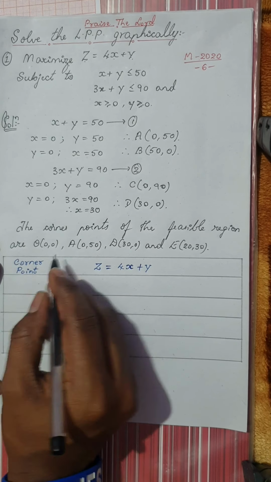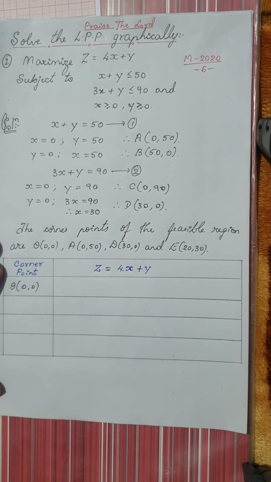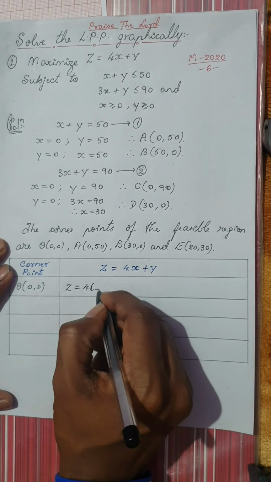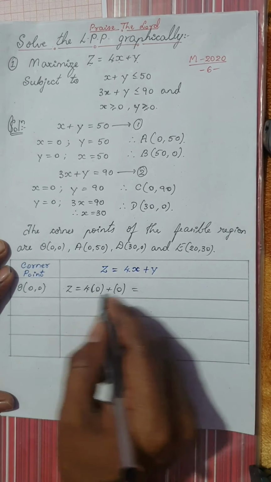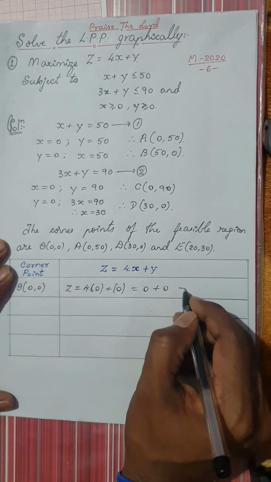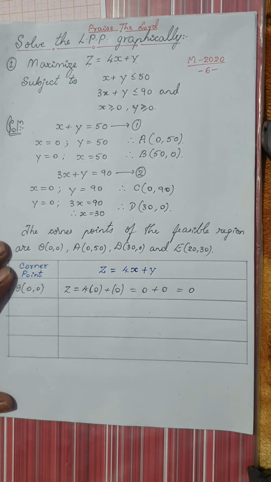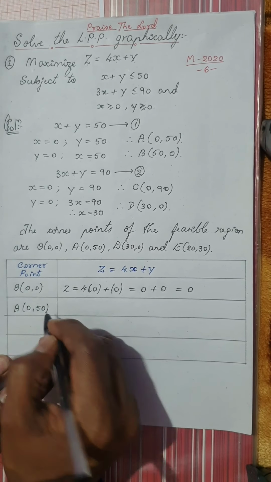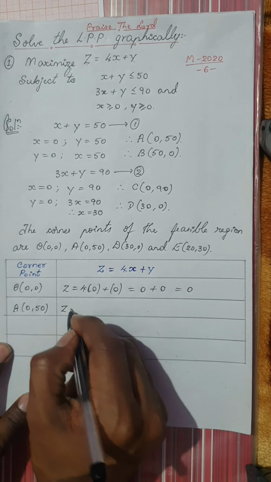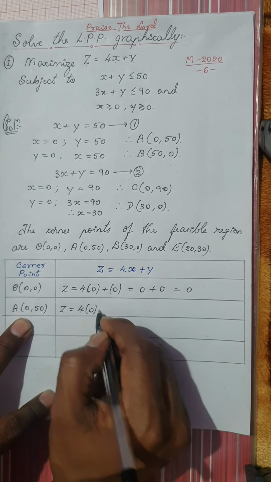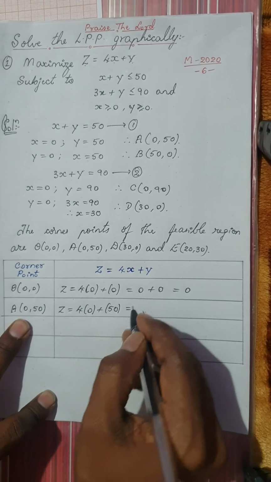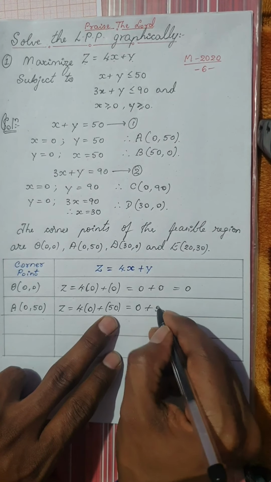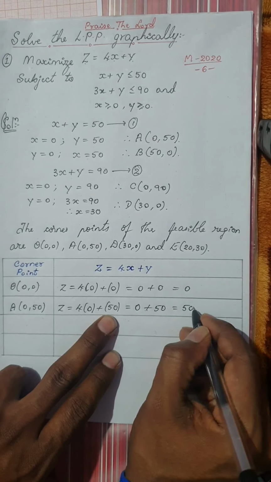The first corner point is the origin, 0 comma 0. Let us substitute for z. So z is nothing but 4 into 0 plus 0. 4 into 0 is 0, plus 0, which is 0. Now let us take another point which is A. A is 0 comma 50. So z is nothing but 4 into x, which is 0 here, and y is 50. 4 into 0 is 0, plus 50 as it is. This is nothing but 0 plus 50, which is 50.